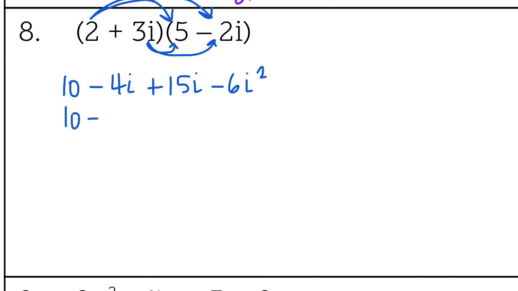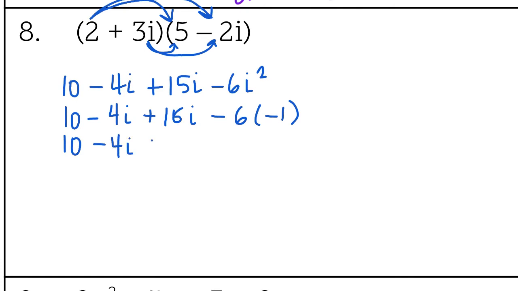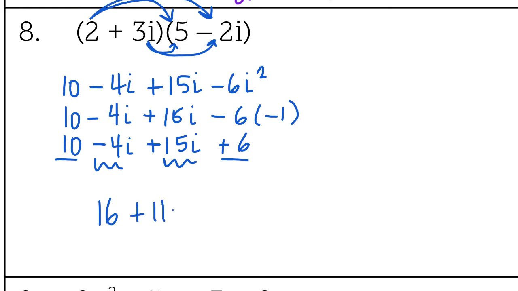So the rule is anytime that you see i squared, so in that last one, you replace it with a negative 1. So when I do that, this becomes negative 6 times negative 1 is positive 6. Now we can combine our like terms. So in complex numbers, we always have the real part first. So 10 plus 6 is 16. And then we do the imaginary. So negative 4 plus 15 gives me plus 11i.